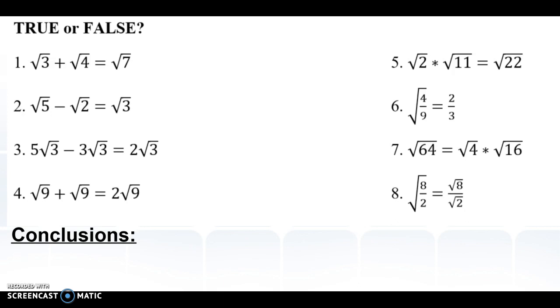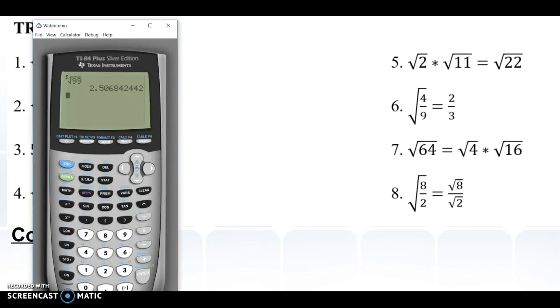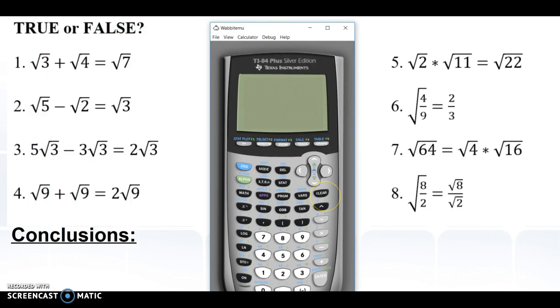Okay, now I want you to spend a couple minutes and do this little true or false. Let's do the first one together. So in your calculator, you're going to do the left side of the equation first. So the square root of 3 plus the square root of 4, and then get a decimal. Now the nice thing about these calculators is you can keep it on the screen, right? So I'm going to keep that there, and now I'm going to put in the right side. So the square root of 7.